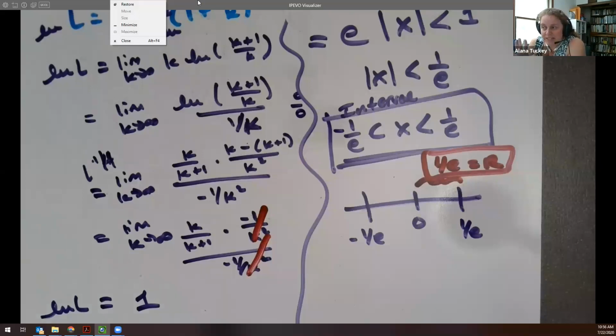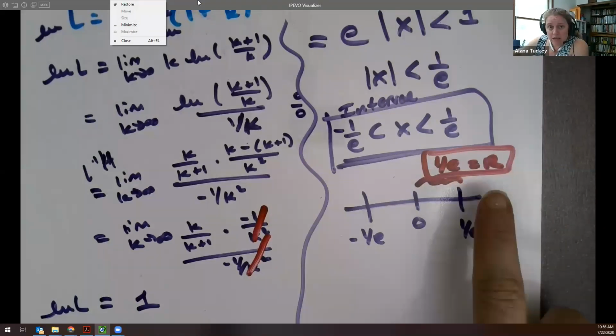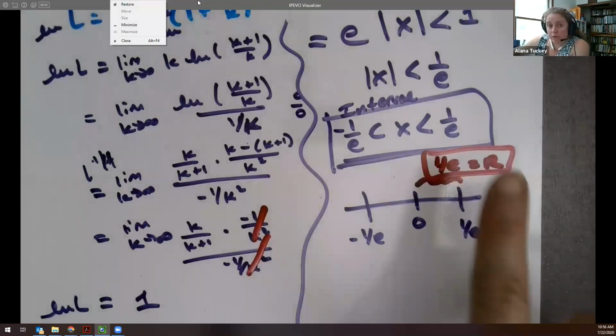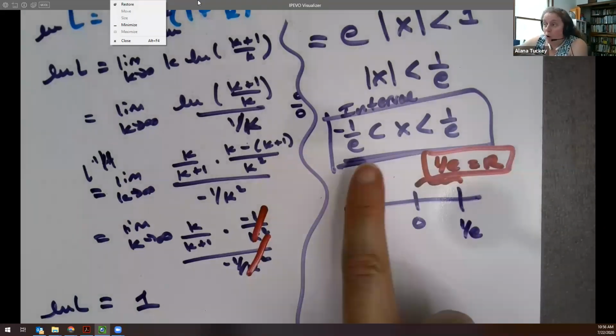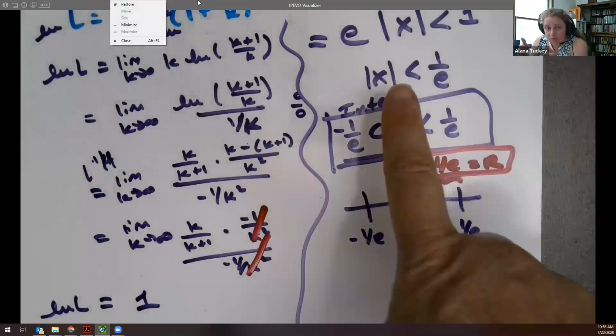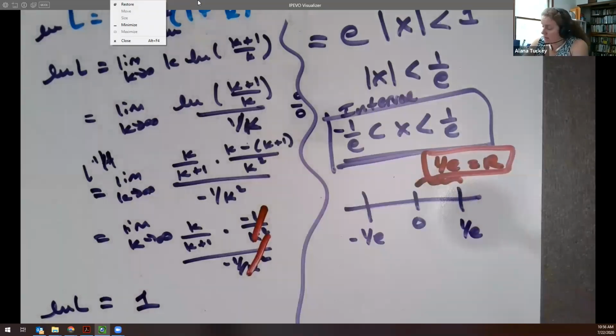Good, wrote it down. So if it asks for radius, it's 1 over e is your radius. If it asks for interval, it's from negative 1 over e to 1 over e. Or technically you can write the interval as the absolute value of x is less than 1 over e, because that is the same thing as that.